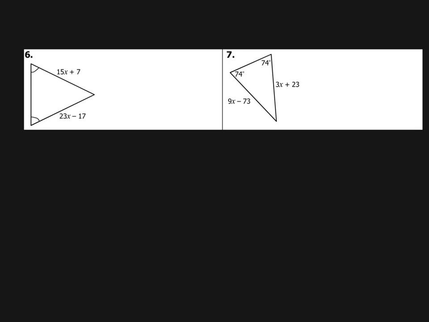6 and 7, nothing really crazy happening here. This time the algebra has to do with sides. Are the sides congruent? Well, I notice that the angles are congruent, so the sides opposite those congruent angles must be congruent as well. 74 is the same as 74, so those sides opposite must be congruent. So if congruent, set the terms equal. 15x plus 7 equals 23x minus 17. Once I solve for x, I'm good to go. And same for number 7, identical setup, so go ahead and set up number 7 and complete it. So far you have 4, 5, 6, and 7 to finish on your own.